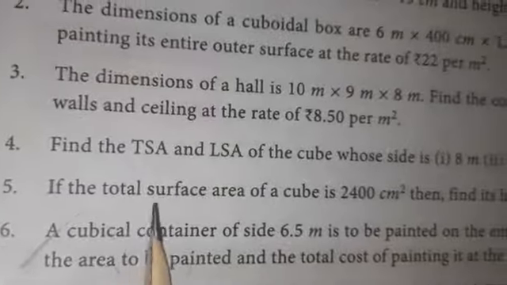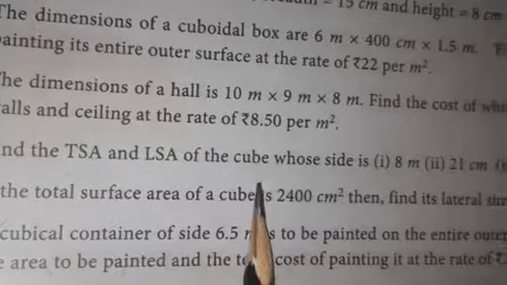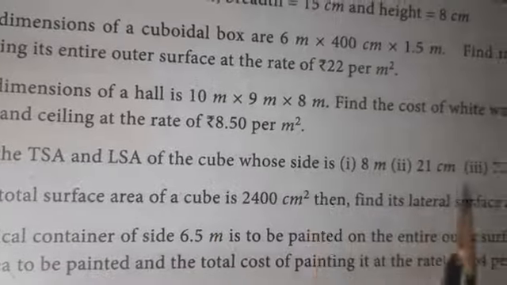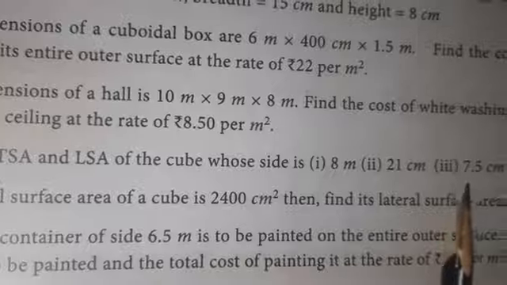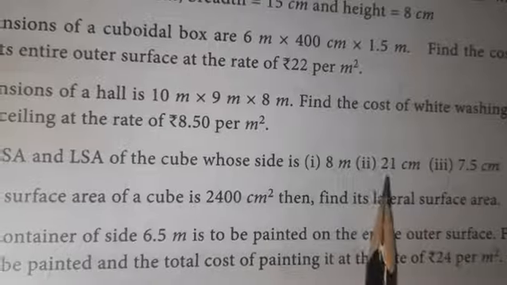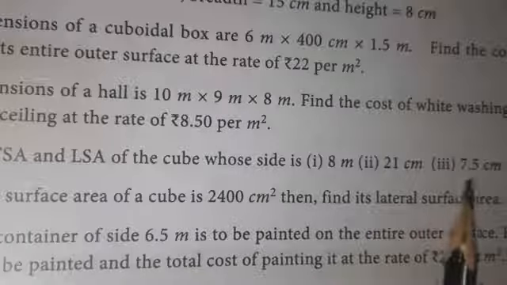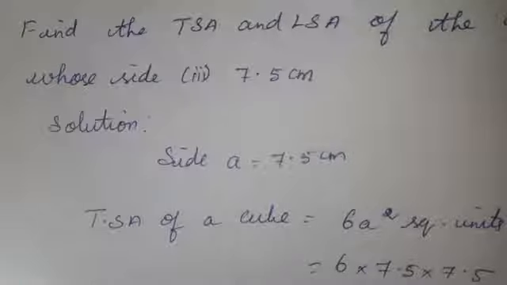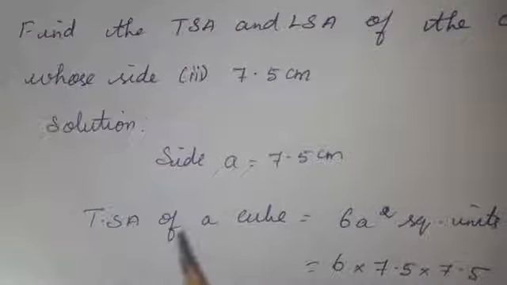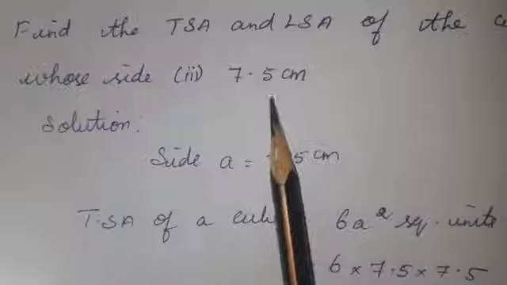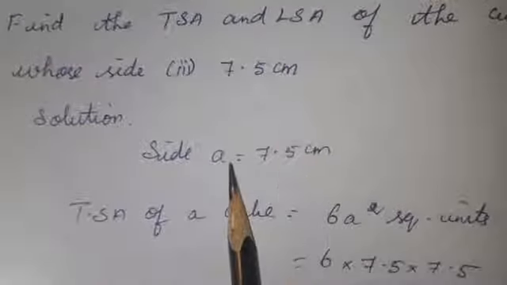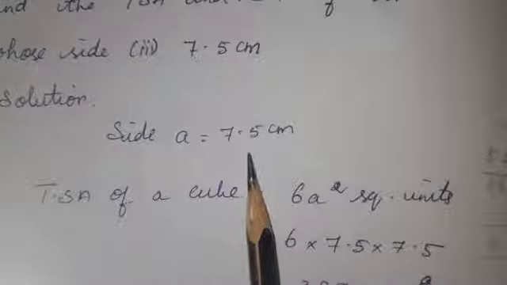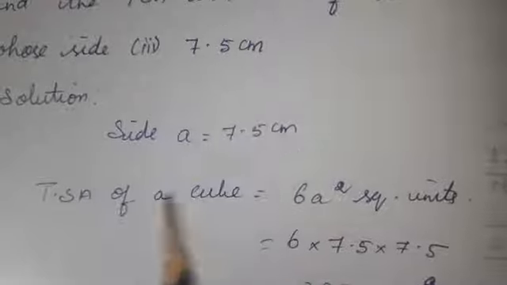Find the TSA and LSA of the cube whose side is given; here 3 problems are given. The third problem I will do. The first and second are homework. The third question is 7.5 centimeter. Solution. They have given us a side of 7.5 centimeter. That is, A is equal to 7.5 centimeter.